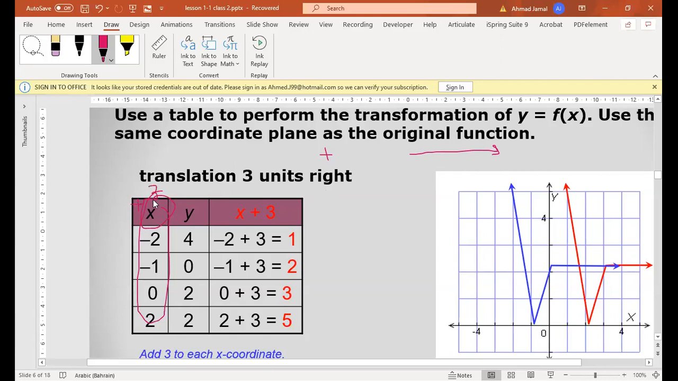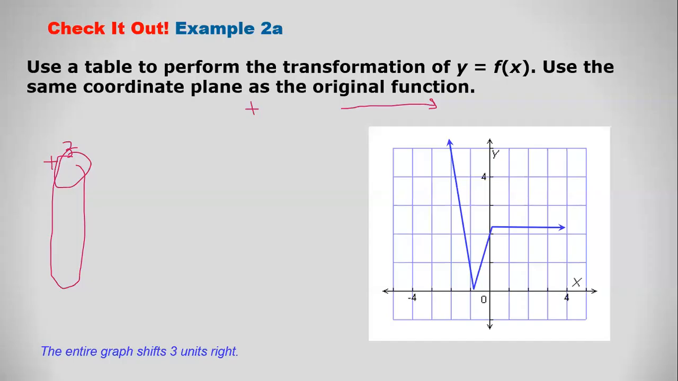So in here, -2 plus 3 will be 1. -1 plus 3 will be 2. Okay, I will check by using a new coordinate. This is the original function.